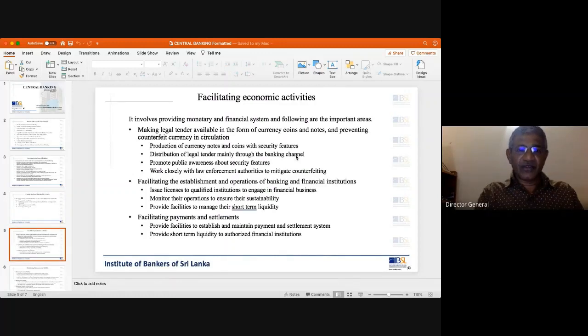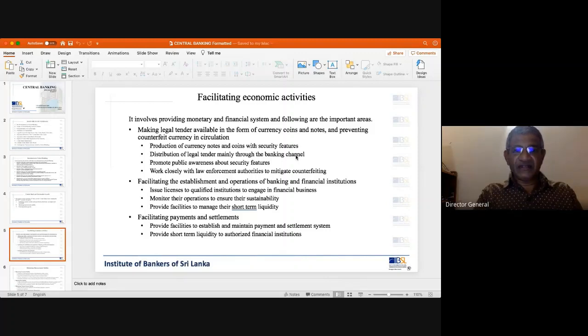Then we are going to the details. How can the central bank facilitate economic activities? Now we have already touched the main topics, and now we are going to the details. It involves providing a monetary and financial system and following other important areas. Now relate this slide to the discussion that we have already completed.